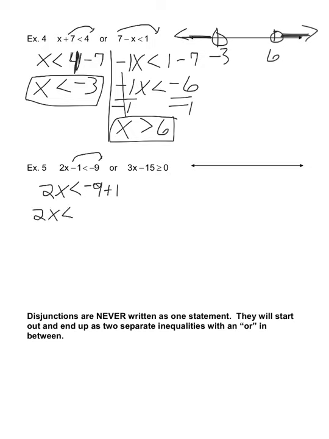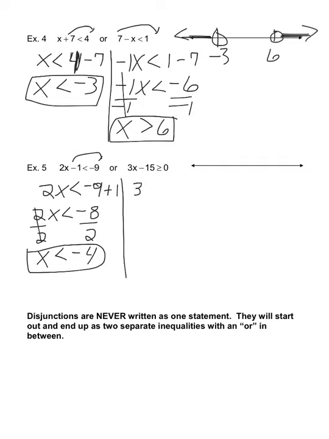2X is less than, what's -9 plus 1? -8. Now what? Divide by 2. So X is less than, what's -8 divided by 2? -4. Okay. I like to divide it up like that so I know what I'm working with. Looking at the next one. Is my X already on the left side of the bridge of the inequality? Yes, and it's a 3X.